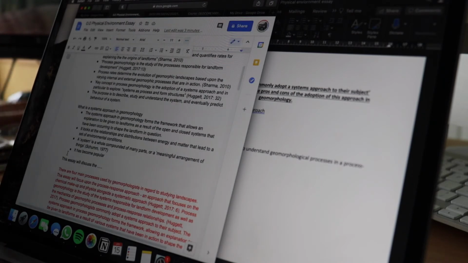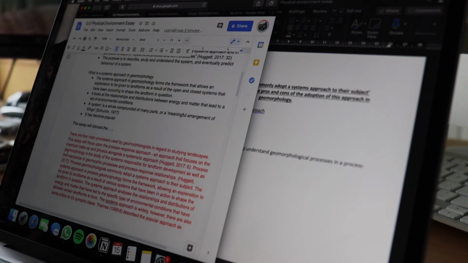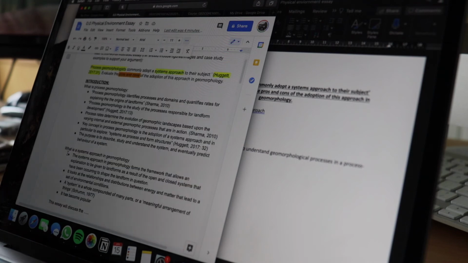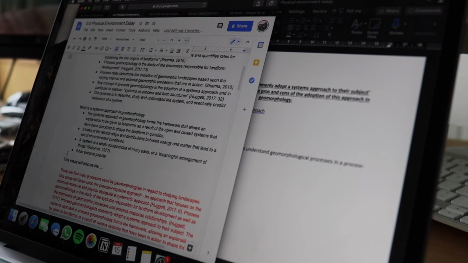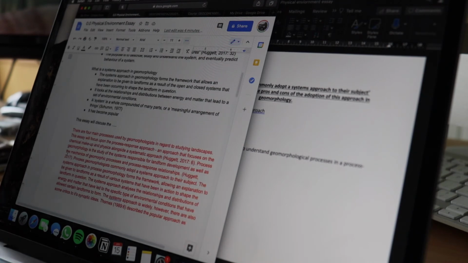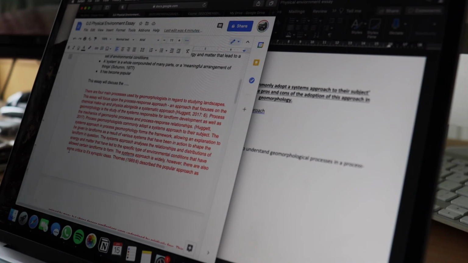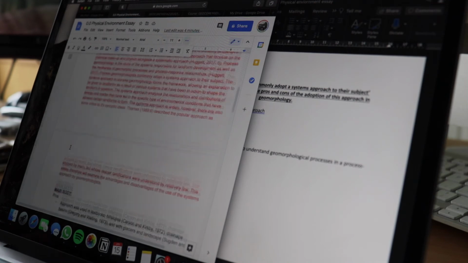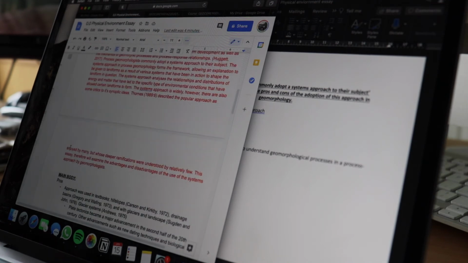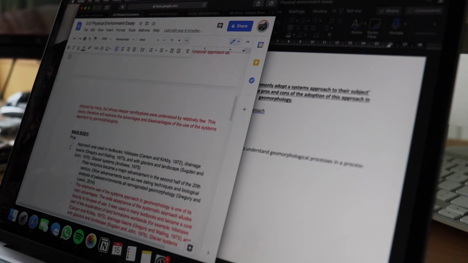I always also finish off my introduction with, this essay will discuss the pros and cons of the systems approach in geomorphology. For example, for this essay, it just really cleanly and simply sets out what this essay is about. The reader knows what they're about to start reading, and after each of my paragraphs I'll refer back to the question. Therefore, this is an advantage of the systems approach when adopted in glacial landforms in geomorphology, for example.